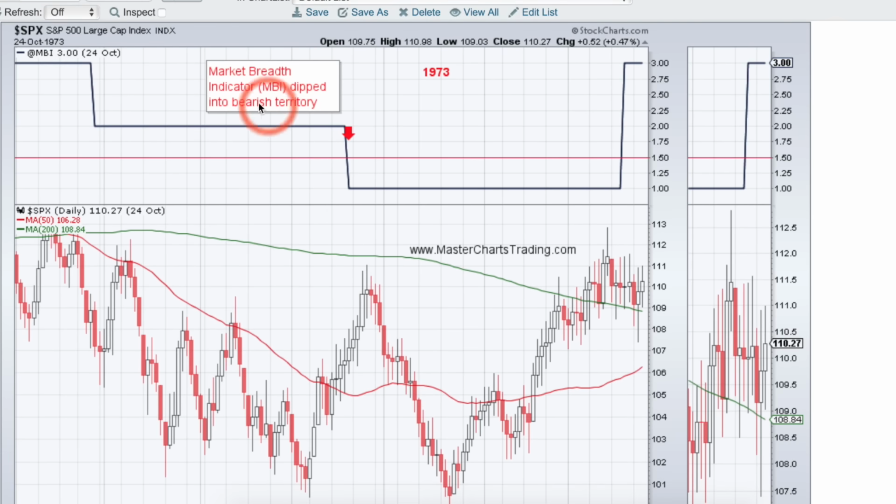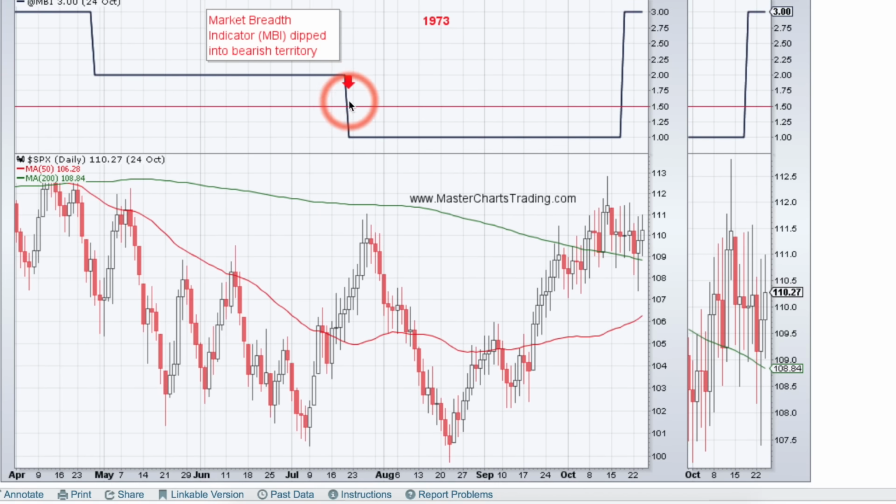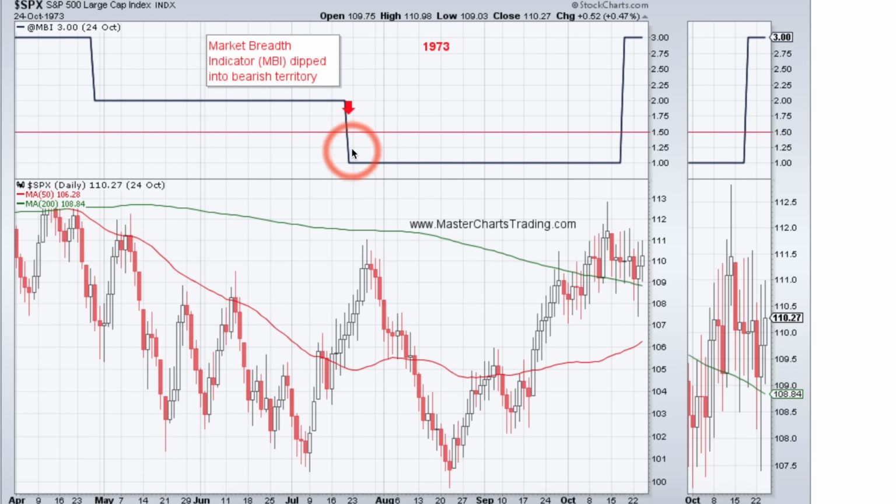However, notice that the market breadth indicator behaved differently than in the previous two examples, 2010 and 2011. Right here in July of 1973, the market breadth indicator, MBI, actually did drop into bearish territory with a drop below 1.5. The way I set the bear and bullish thresholds is that once the bearish threshold is reached, we need to get MBI back above 4.5. So it needs to hit 5.0 basically before I will consider that the bear market has indeed ended. Here we can see that the MBI is coming up to 3.0.